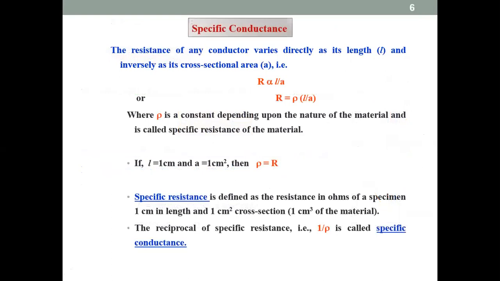So here is that relation R is equal to rho L by A, right? Once L is 1 and A is 1, rho is equal to R. So the specific resistance is equal to the resistivity of the material, for a sample of 1 centimeter in length and 1 centimeter square cross-sectional area, which basically means you have 1 centimeter cube of the material. The reciprocal of the specific resistance rho is called specific conductance.